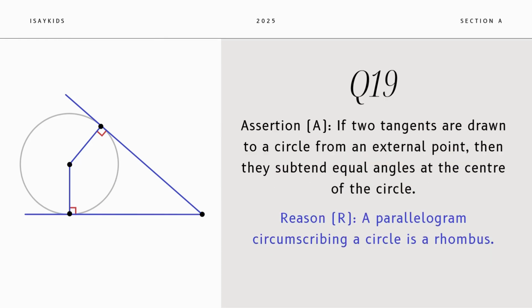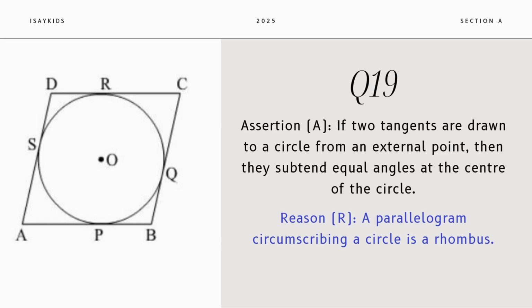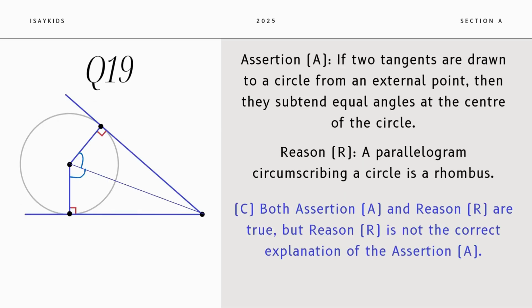Now, the reason. It says a parallelogram circumscribing a circle is a rhombus. Well, yes, a parallelogram circumscribing a circle is a rhombus indeed. This is true. And this can be proved by using the theorem that the lengths of the tangents from an external point are equal. But it is not the correct explanation of the given assertion. Hence, the correct answer is both assertion and reason are true, but reason is not the correct explanation of the assertion.